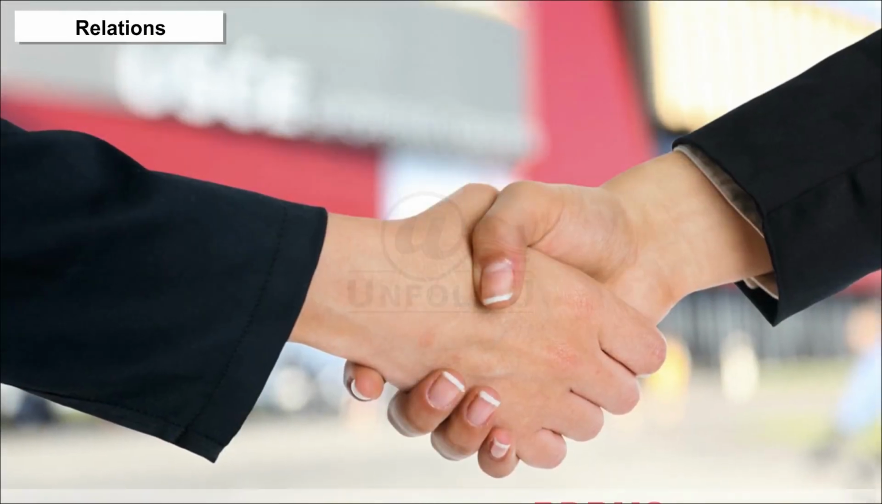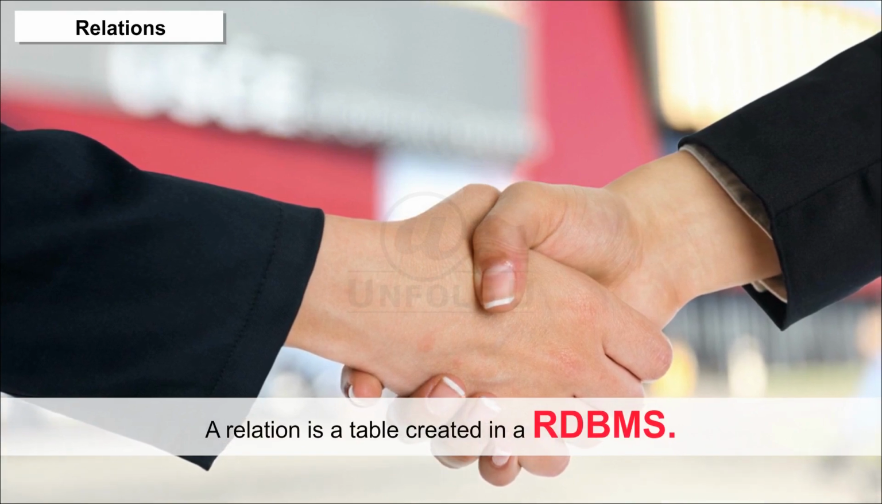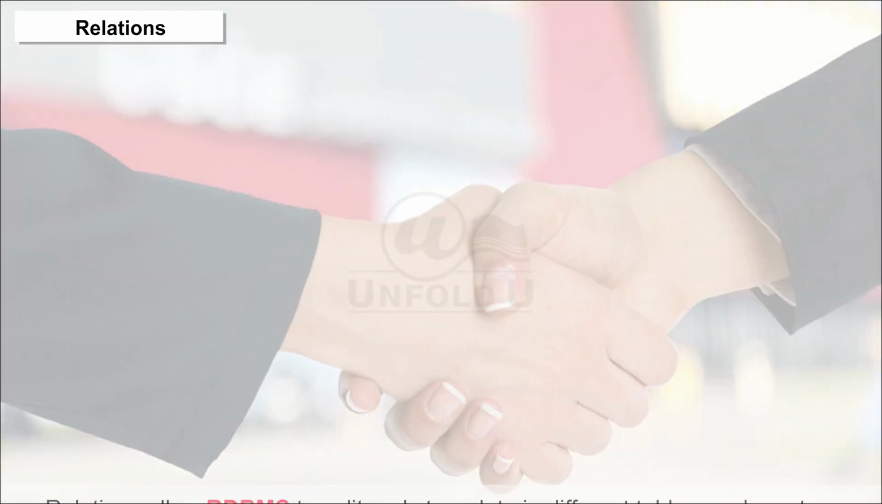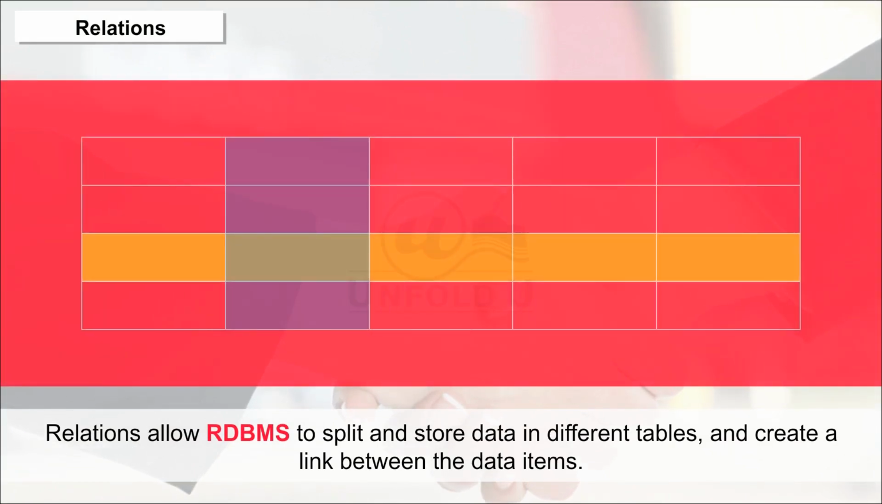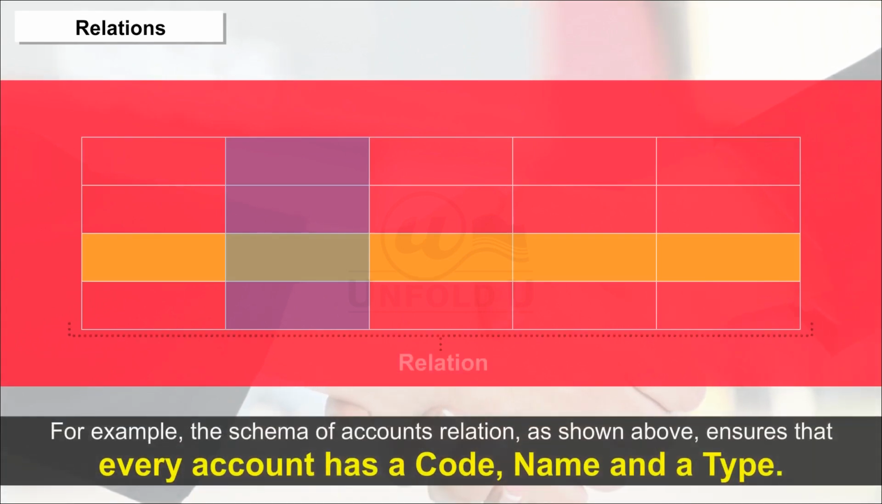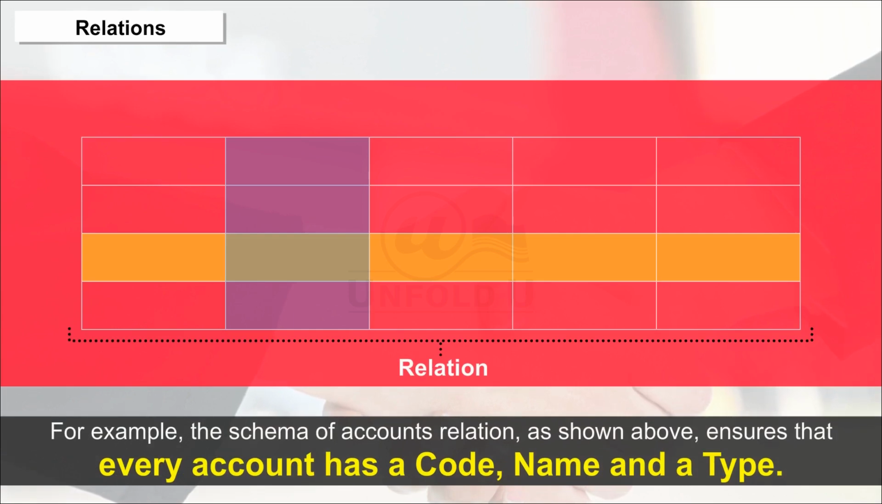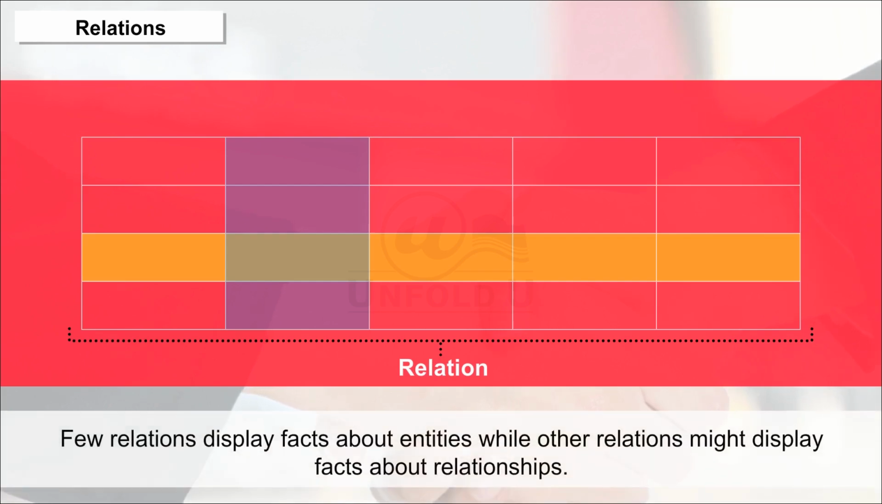Relations. A relation is a table created in a RDBMS. Relations allow RDBMS to split and store data in different tables and create a link between the data items. For example, the schema of accounts relation, as shown above, ensures that every account has a code, name, and a type. Few relations display facts about entities, while other relations might display facts about relationships.